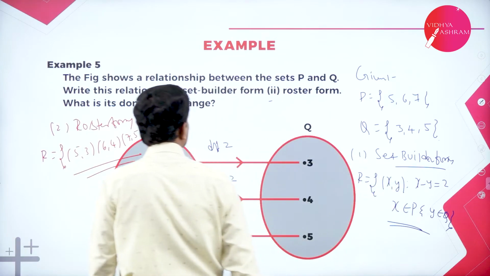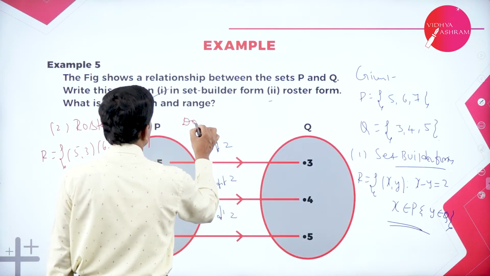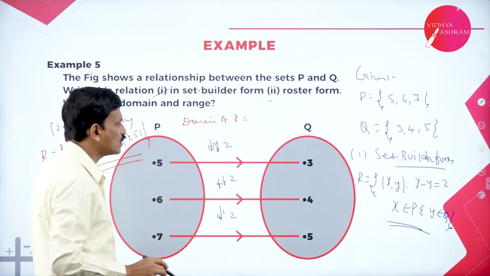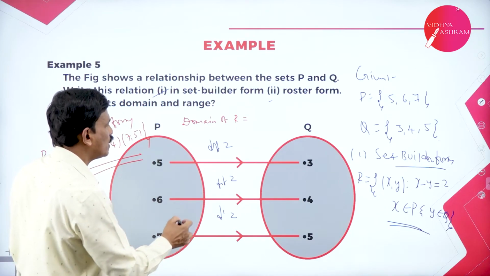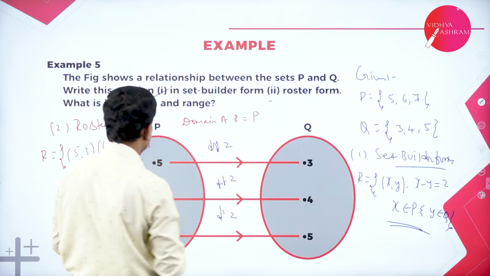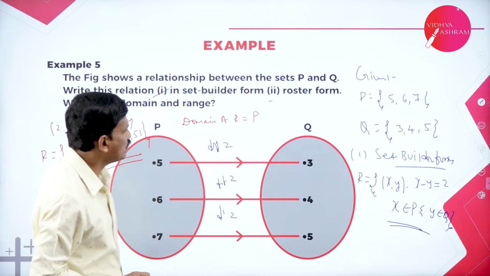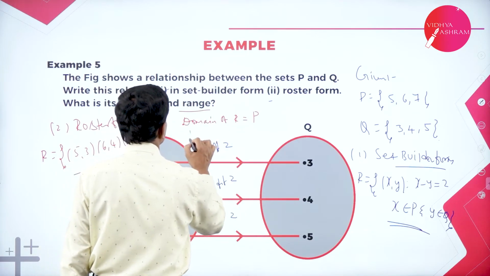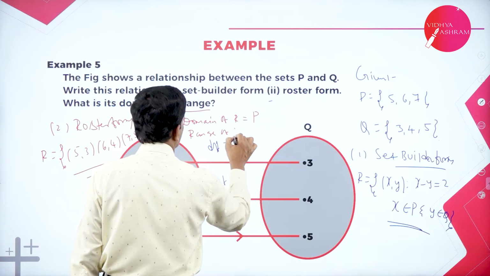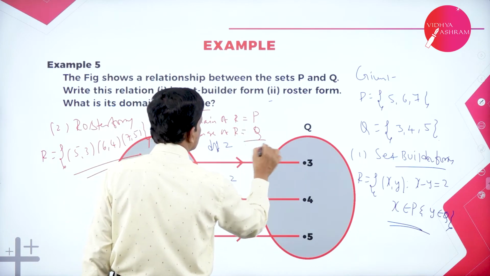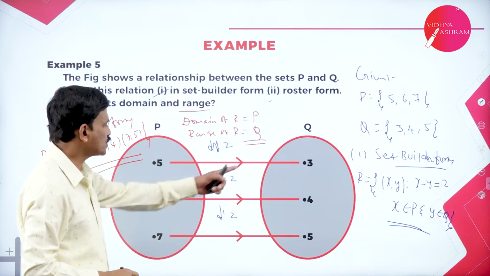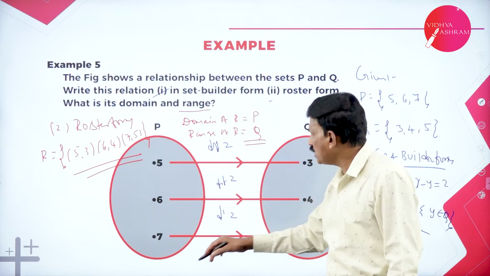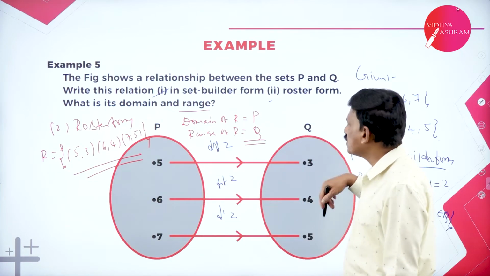Now what is to write here? The domain. Now here the domain of R is nothing but this P itself. P contains 5, 6 and 7. So the domain of R is P, and what is to write? The range. The range of R is nothing but the elements of the set Q. The domain of R is nothing but the elements of the set P, and the range is nothing but the elements of the set Q.